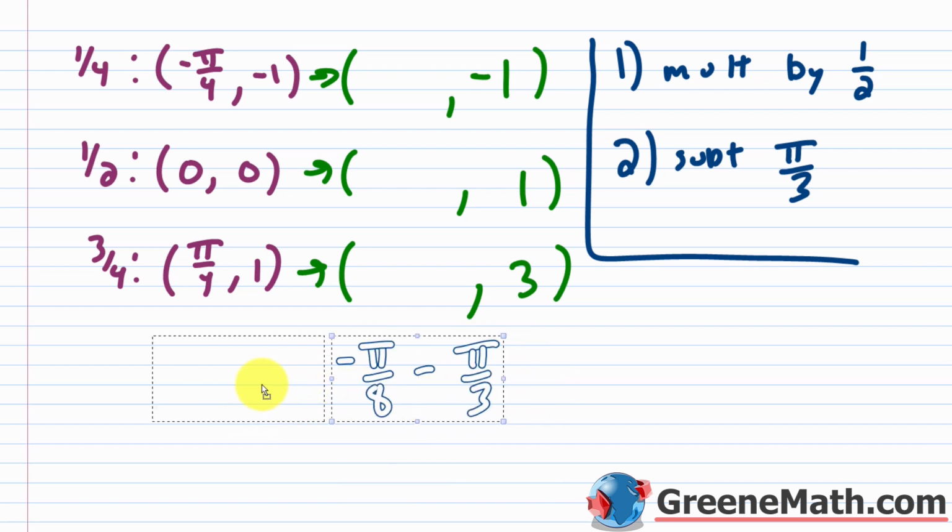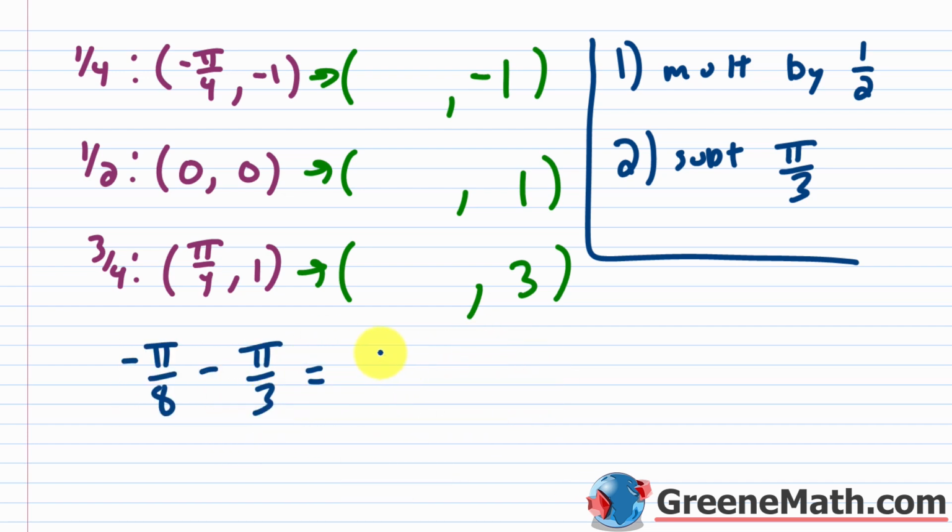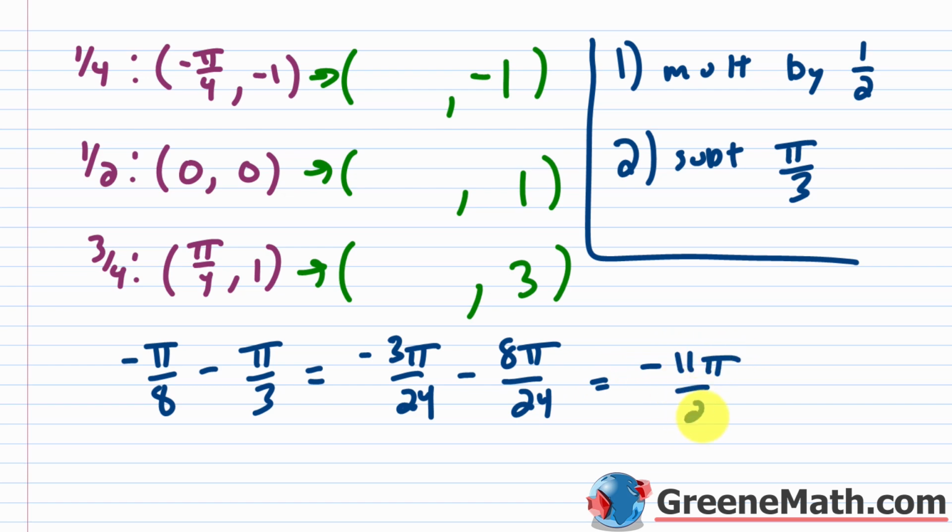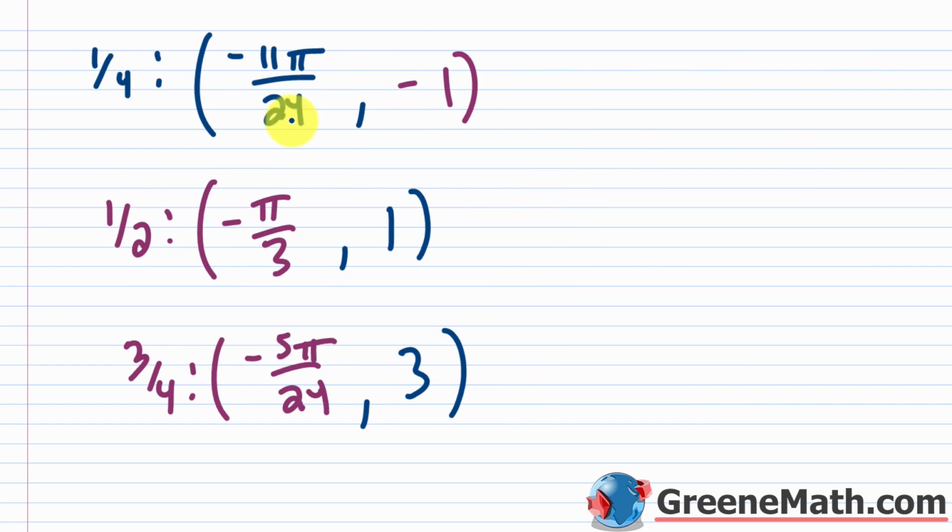We need a common denominator here. That's what makes it take so long. So let's say this is negative 3 pi over 24, just multiplying this by 3 over 3, and then minus, let's multiply this by 8 over 8, so 8 pi over 24, and we get negative 11 pi over 24. And we know that's the case. Again, if you check with what we did earlier, here's negative 11 pi over 24, comma negative 1.